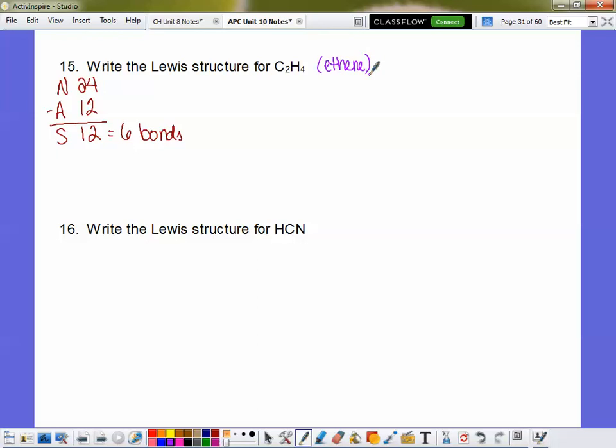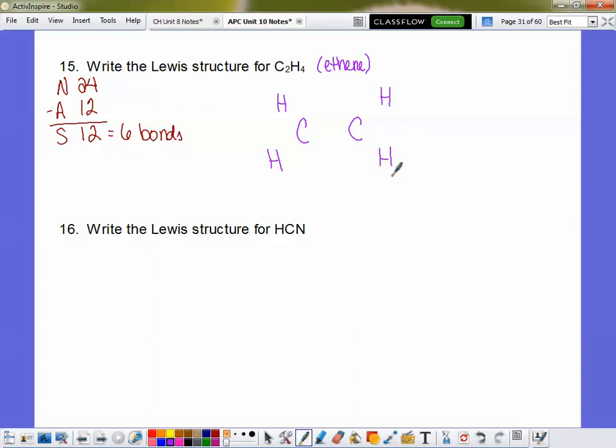Both of my carbons are going to be central here. So I have my 2 carbons, and then my 4 hydrogens, we're going to distribute the hydrogens evenly to the 2 carbons, okay? So we're going to have 2 hydrogens on this carbon and 2 hydrogens on this carbon.